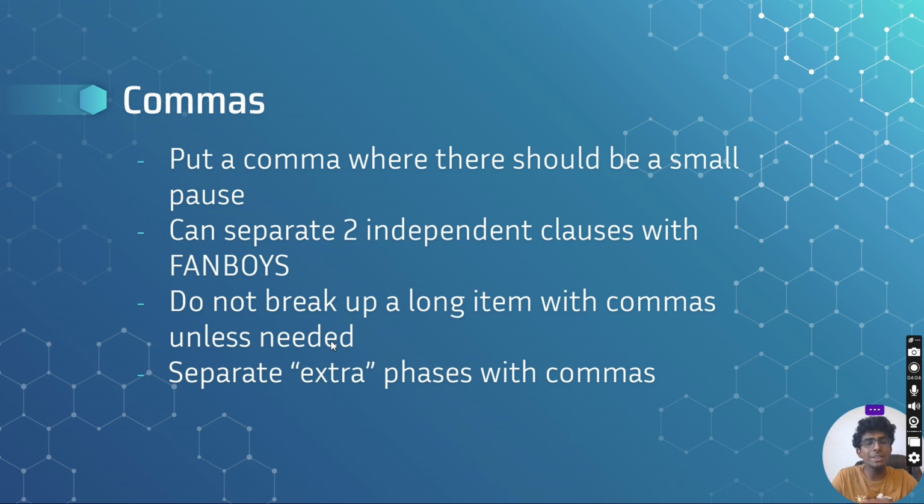So if it's a long phrase that normally doesn't need a small pause, you obviously don't want to put a comma there. Commas can separate two independent clauses with FANBOYS, which are coordinating conjunctions: for, and, nor, but, or, yet, or so. So it can separate the clauses, and then you can have your coordinating conjunction, and then the second independent clause. And you want to separate extra phrases with commas, kind of what we were talking about earlier, where we have the subject, we have a comma, we have descriptive information, and then another comma, and then the verb. The stuff in between the commas are the extra phrases.